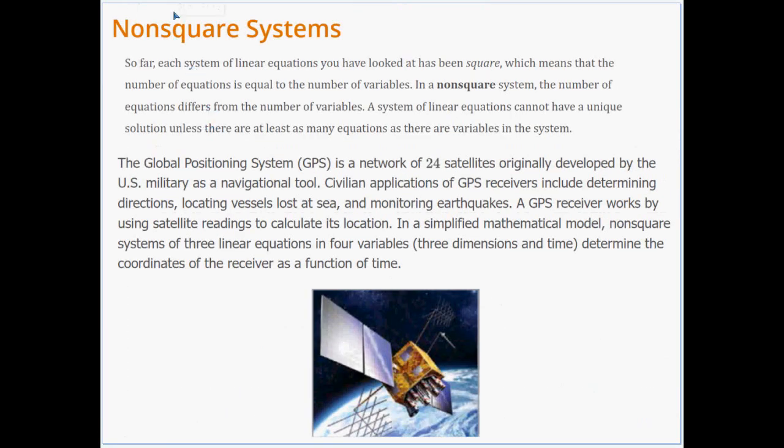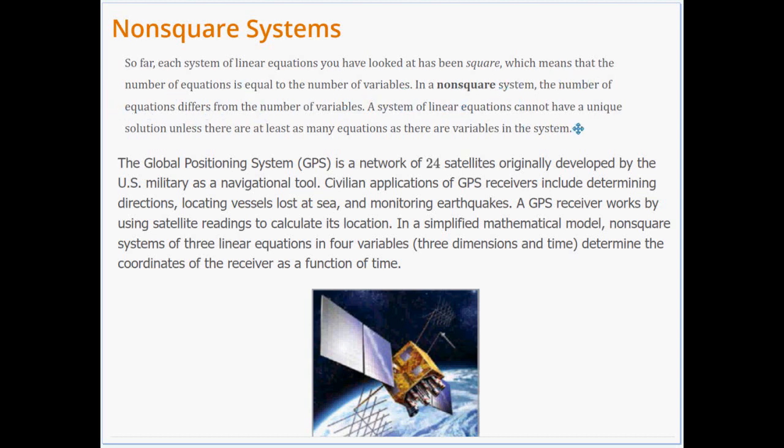Non-square systems. So far, each system we looked at has been square. It means the number of equations is equal to the number of variables. With 3 variables, we had 3 equations. If we had 4 equations, we'd need 4 variables. In a non-square system, the number of equations differs from the number of variables.